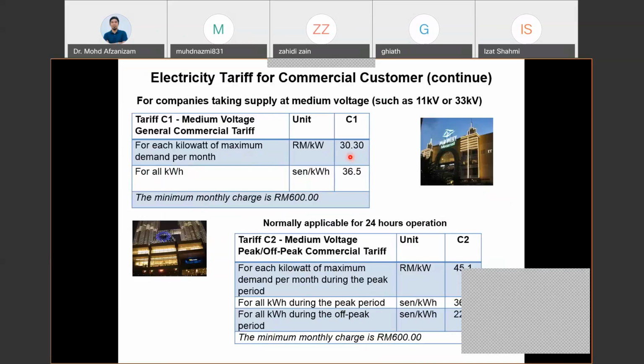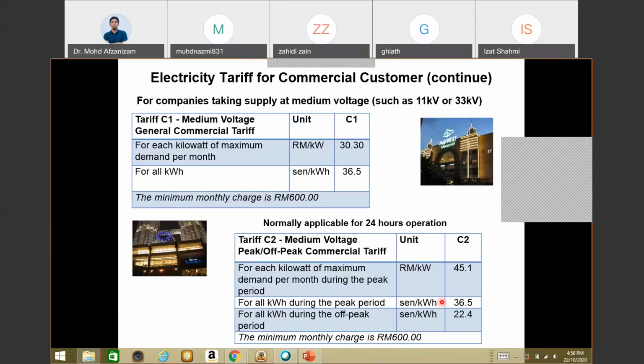Okay. The same goes for C2, the medium voltage peak and off-peak commercial tariff: each kilowatt of maximum demand per month during the peak period is 45 ringgit, higher compared to C1. For all kilowatt hour during the peak and off-peak, it is 32 and 36.